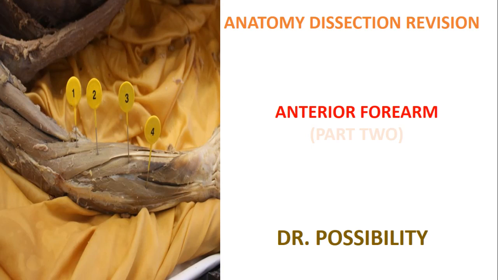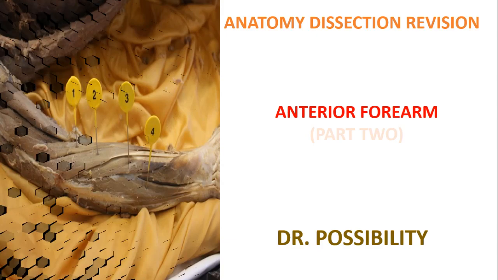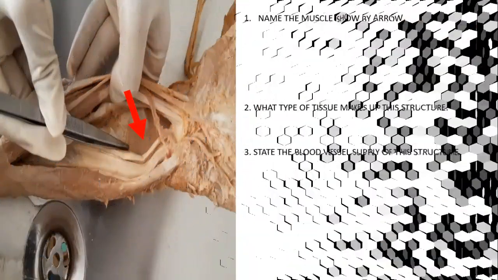In this tutorial, I'm just going to explain the anterior compartment of the forearm. I'm mainly focused on how to identify the different structures which are found on the anterior compartment of the forearm. Let's quickly get started and look at some few features.